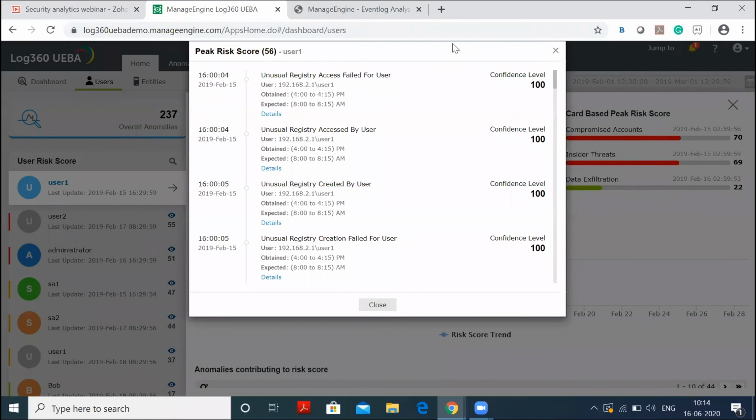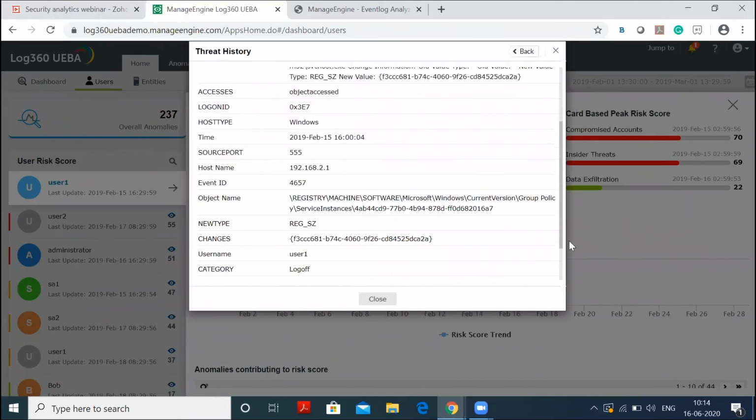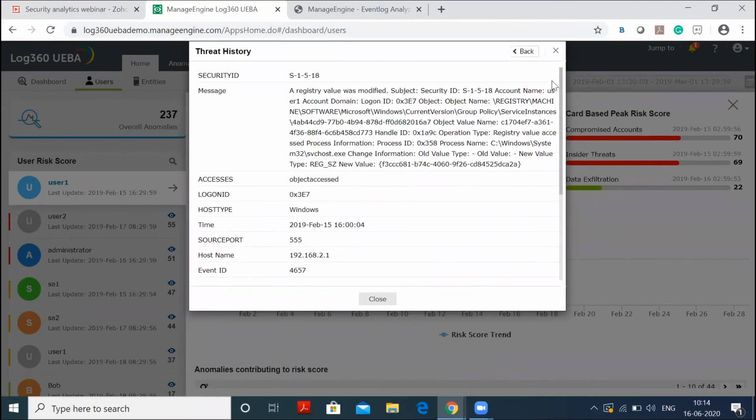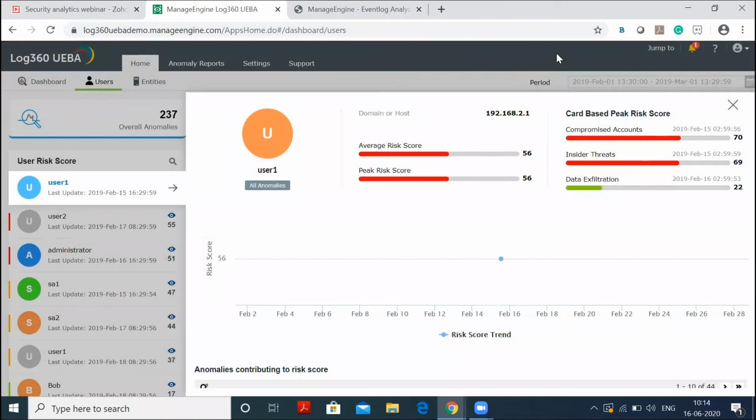And once you get the anomalies, you can drill down to the individual anomalies and see what is going on, what each of the events were, and you can quickly investigate and respond to the security incident, right? So this is a very powerful tool that you get at your fingertips.